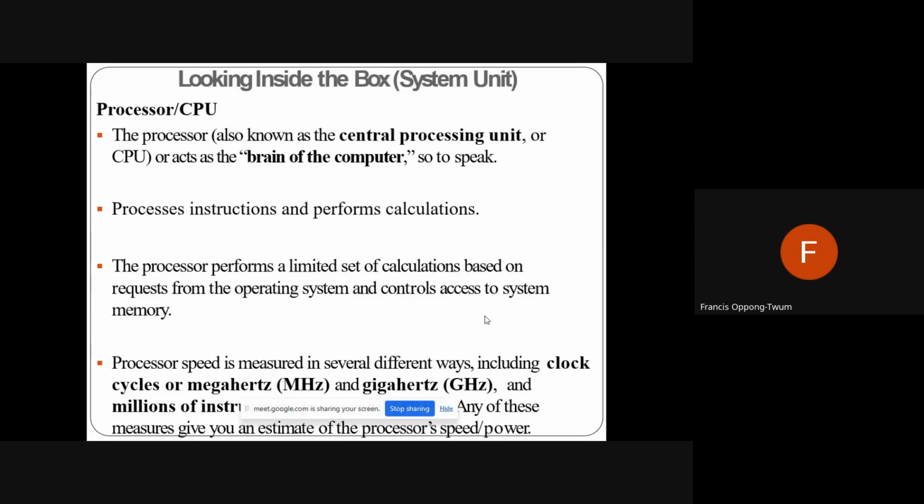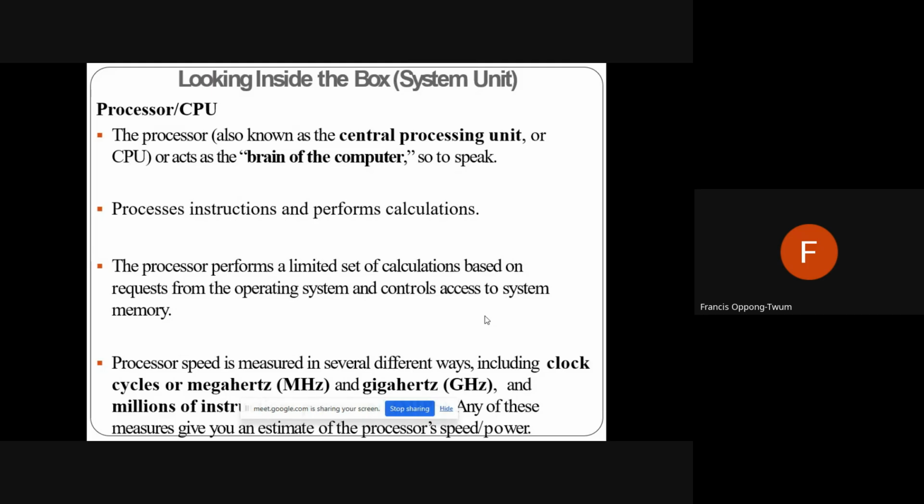Because when you take the human brain, the processor cannot work the way our normal human brain can work. But we always refer to it as the brain of the computer, though it can never be at the same level as the human brain. So please, let's get that point right. The processor also processes instructions and performs some calculations.